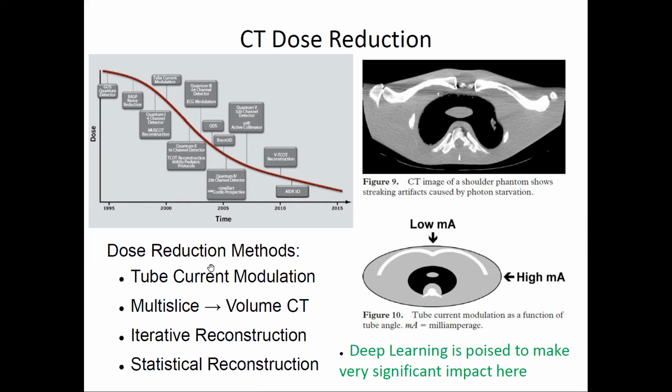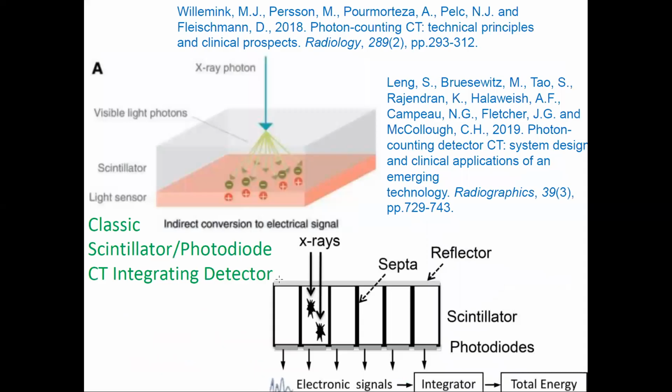The methods that were developed were, first, current modulation: you have a pilot scan around the patient just to see more or less what's going to come up. Then you change how much beam current you're using depending on whether you're going through the thick part of the patient or the thin part as you go around. That can save you some dose. Multi-slice helped going from single slice, which was really dose inefficient. If you were going to image that much volume, you had better be doing it on multi-slice. Iterative reconstruction and statistical methods helped for low dose, and deep learning looks like it's going to help even more by a lot. We'll come back to that.